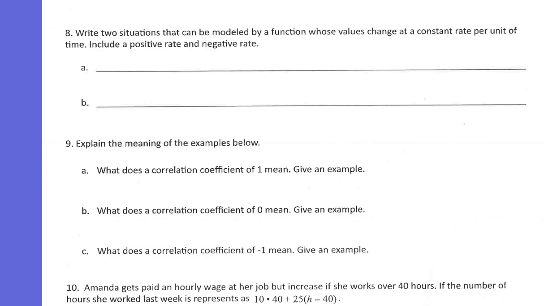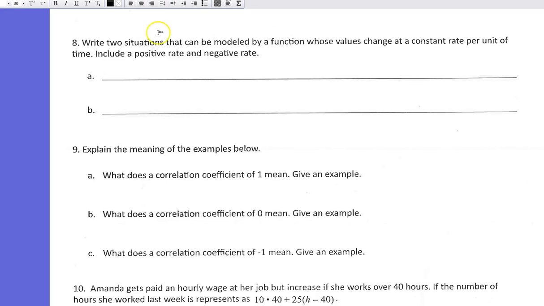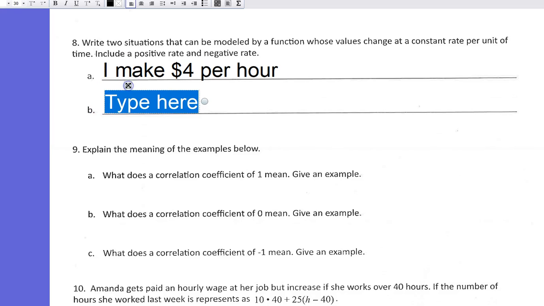Number 8, write two situations that can be modeled by a function whose values change at a constant rate per unit of time. So this is any kind of a slope problem. One example, think of anything that has a per in it, like I make $4 per hour. If you have a constant rate, then it is a situation that's linear.